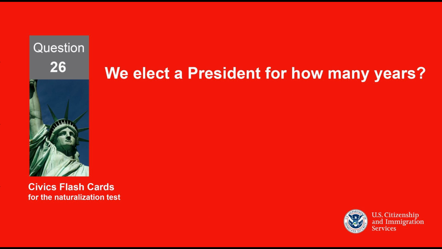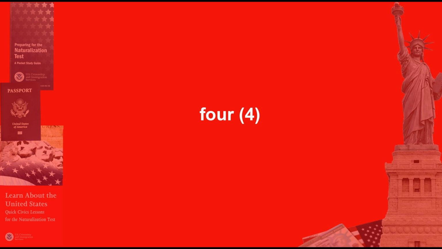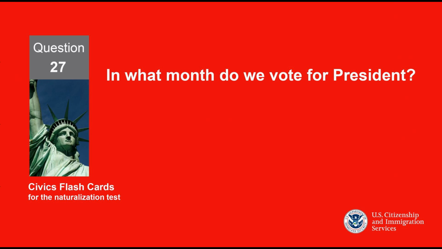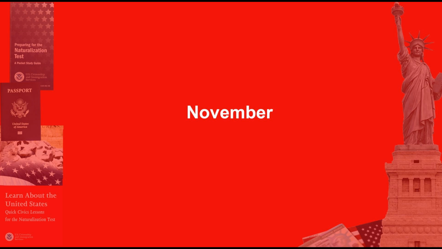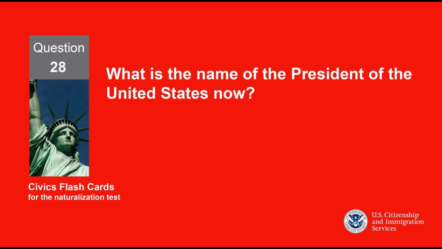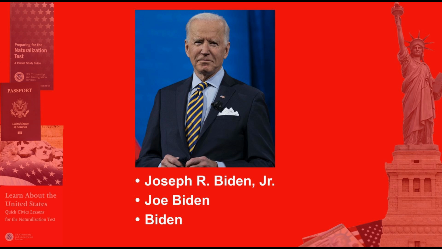We elect a president for how many years? 4. In what month do we vote for president? November. What is the name of the President of the United States now? Joseph R. Biden, Jr. Joe Biden. Biden.